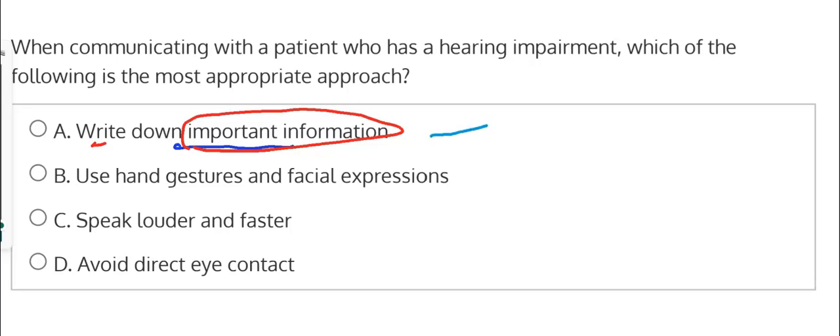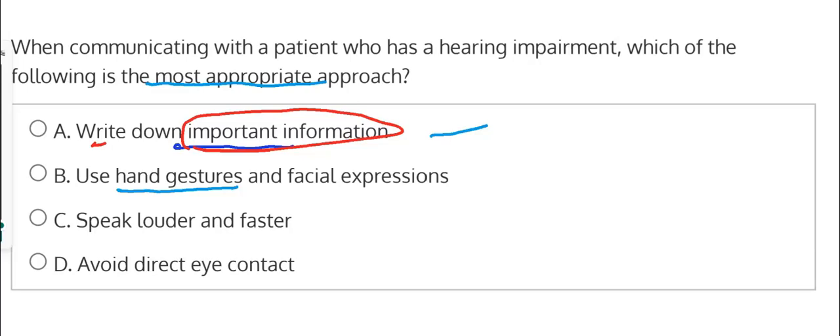But let's take a look at the other choices in case something is a better fit, because this question does say most appropriate, meaning that there might be other choices that are appropriate, but some might be more so than others. So option B is saying use hand gestures and facial expressions. Now, something to consider with this is that saying hand gestures, it's not saying that you're using sign language. Let's say this patient communicates in sign language and there's a sign language interpreter, or you know sign language and you're using it with the patient. That's different than this. It's saying hand gestures. That's kind of like if you talk with your hands or you're motioning towards something.